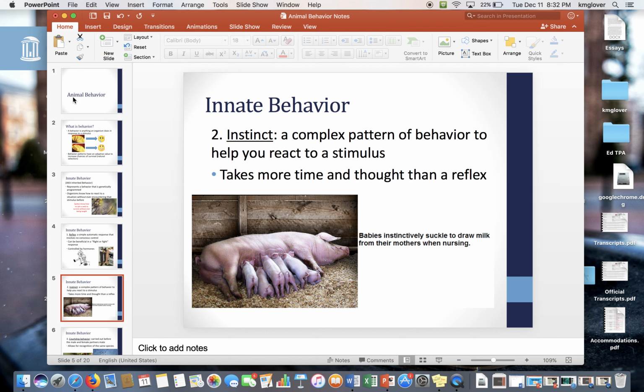Next one is what we call an instinct. And an instinct actually takes more time and more thought than a reflex. Okay, it's still something that is innate. You're genetically programmed to do it, but it's going to take more time and more thought. Okay, so a good example is right here.